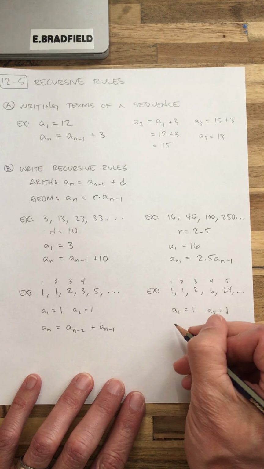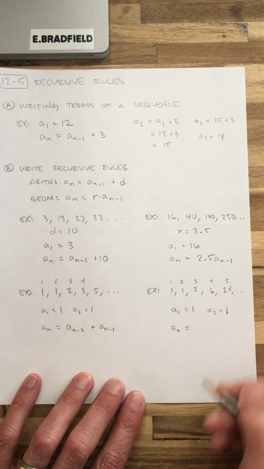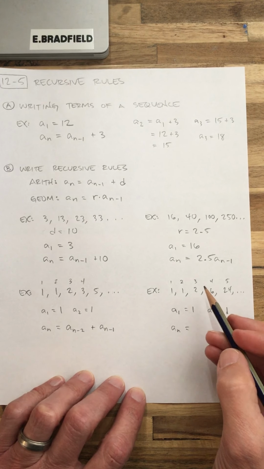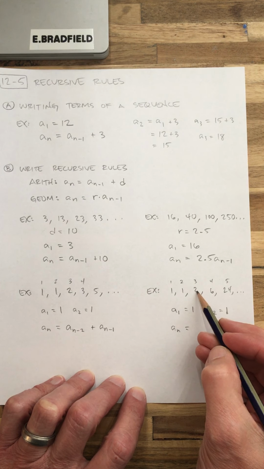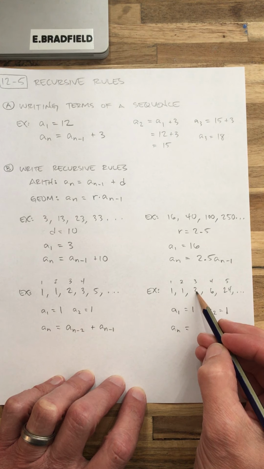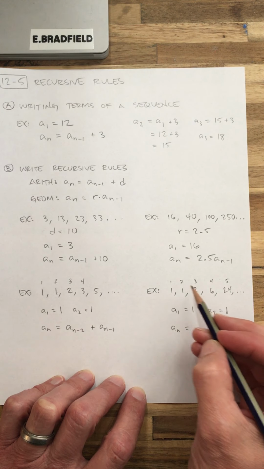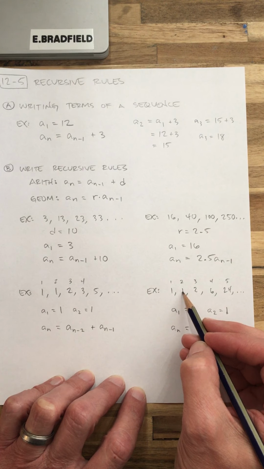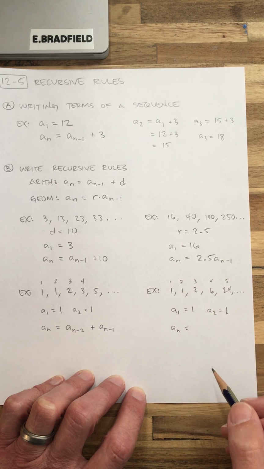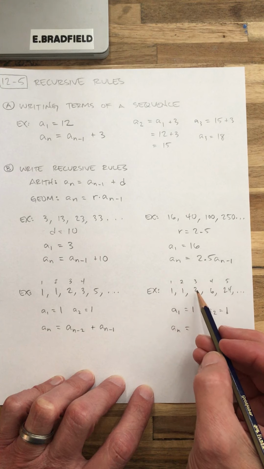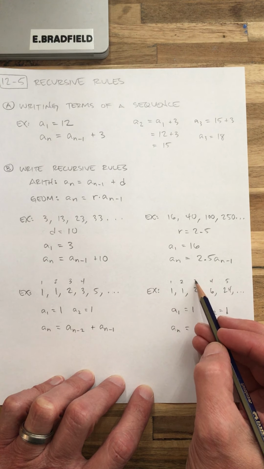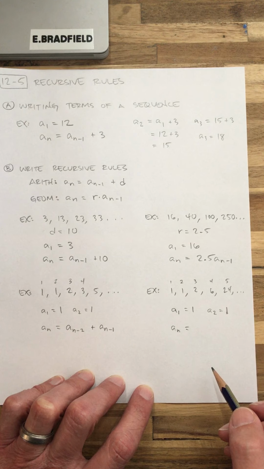And so basically what I want is a sub n, and what that equals is, if you think about it, how did we get this third term? The third term equals 2. Well, where did that 2 come from? It came from the term before it times the number of the term. So 1 times 2 is 2, 2 times 3 is 6.